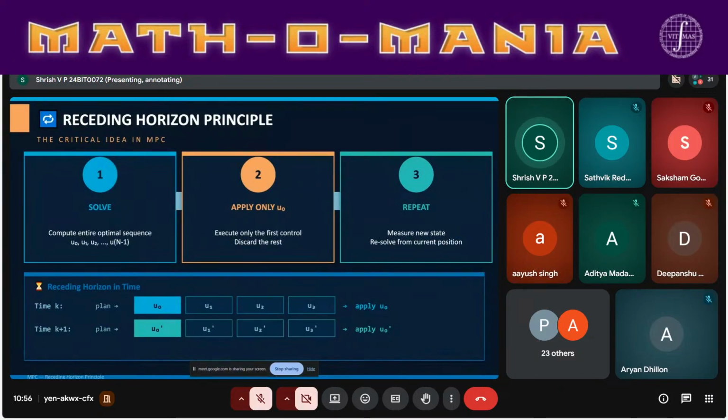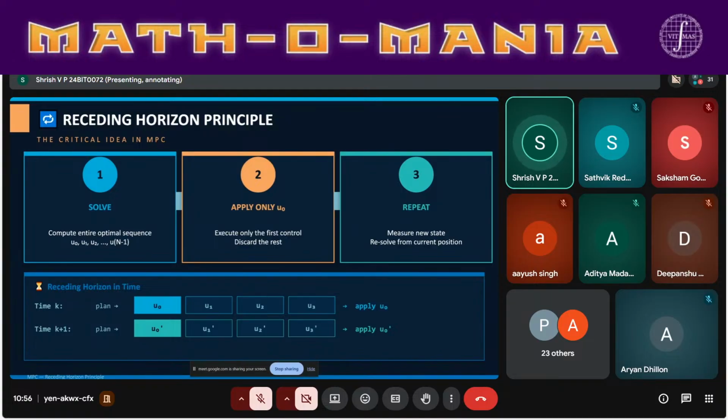Now we come to the most important and final idea in modern predictive control, the receding horizon principle. Just a minute. Give me just 1 minute. Sorry for the inconvenience. Now we may continue the session.